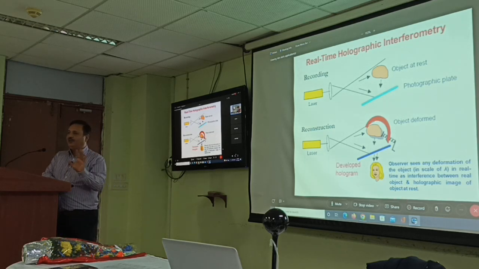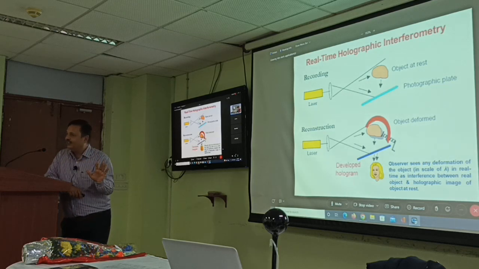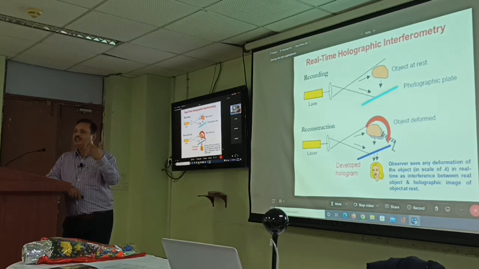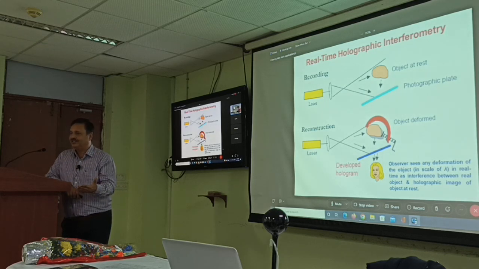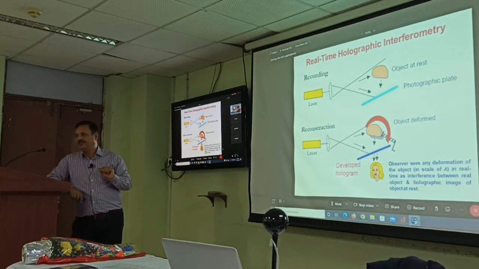So is that clear? The basic holographic interferometry basically means we are comparing two holograms. One corresponds to the object in rest position, the second one to the object in the deformed position. But what I mentioned here is that intermediate states cannot be measured in this way. We have to have a different technique for that. Is that clear?